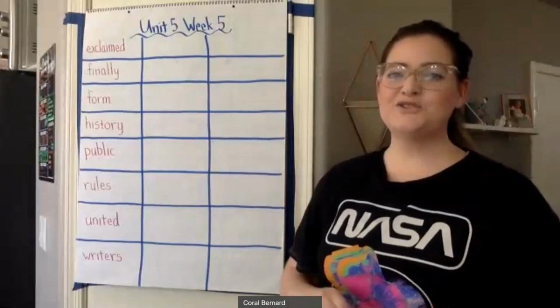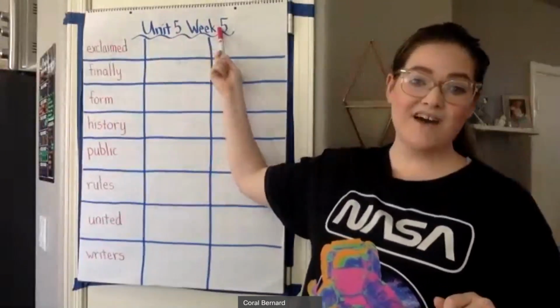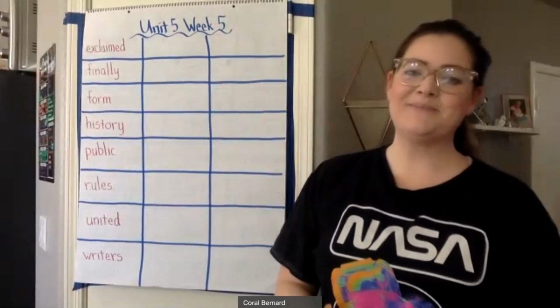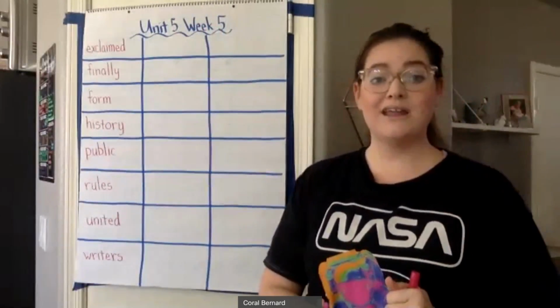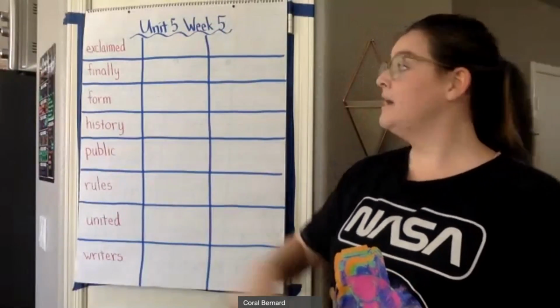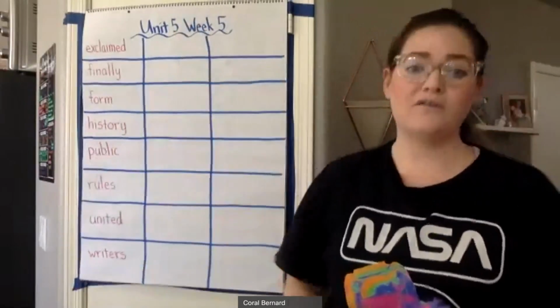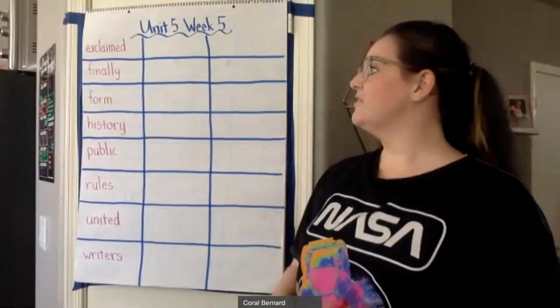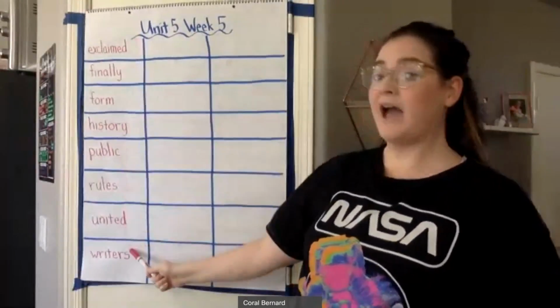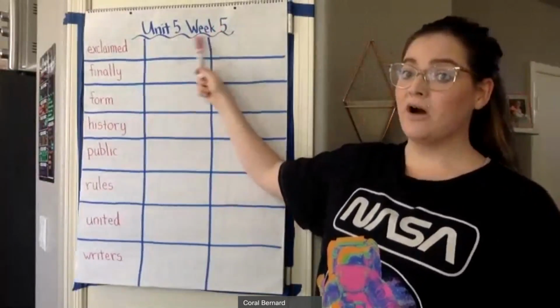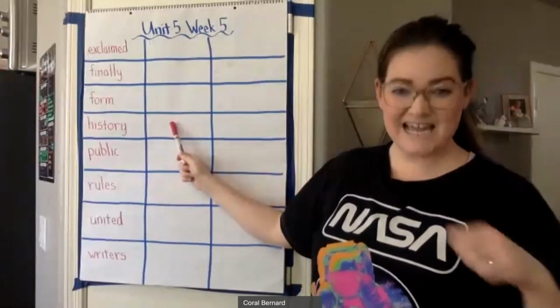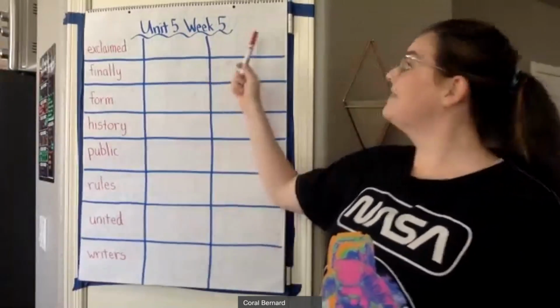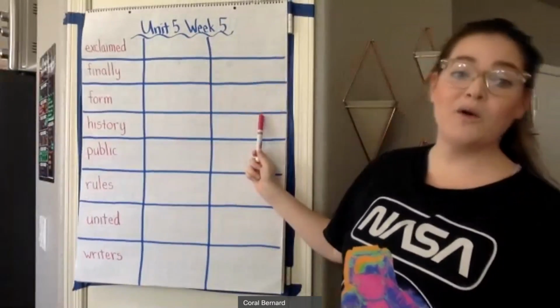Hello, welcome to Unit 5, Week 5 Vocabulary. Just like last week, go ahead and grab your own notebook paper and draw out our vocab chart. Remember, you'll have 3 columns. The first column is for your vocabulary words. The middle column is for our quick sketches to remember the words. And the last column will be for our definitions.